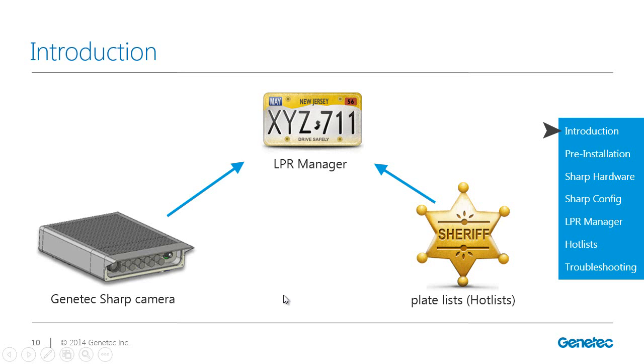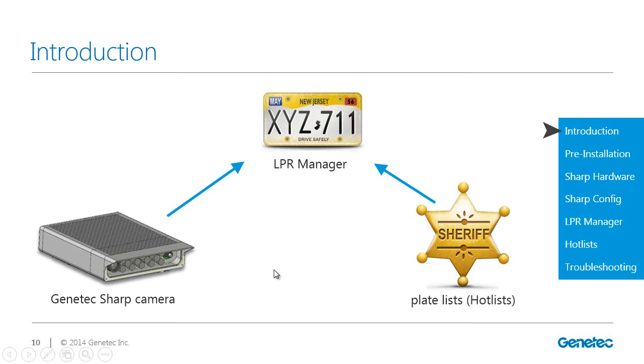The AutoVu LPR system is used for identifying, reading, and comparing license plates with various plate lists that are stored in the Security Center system. The key components are the Sharp LPR hardware, the LPR Manager role in Security Center, and of course our hot lists as well.